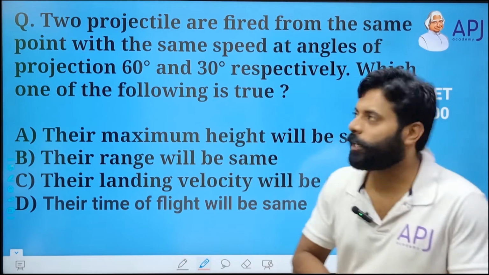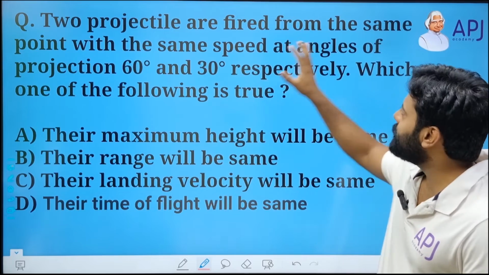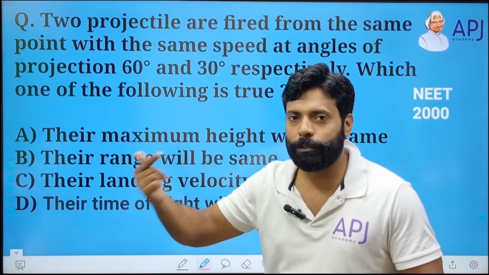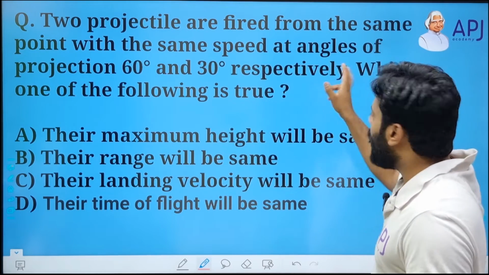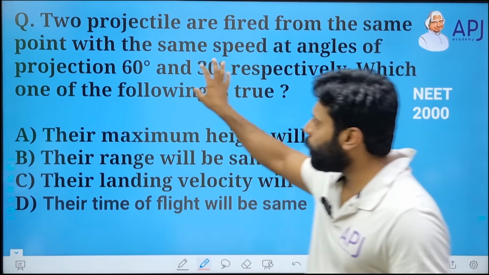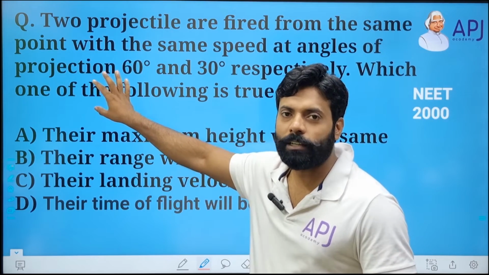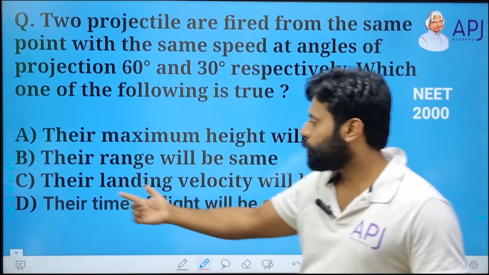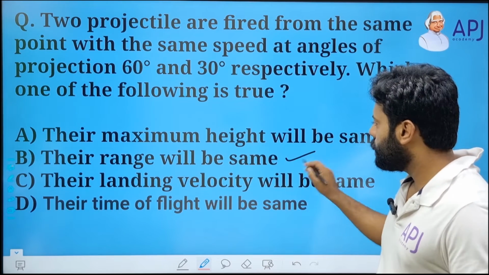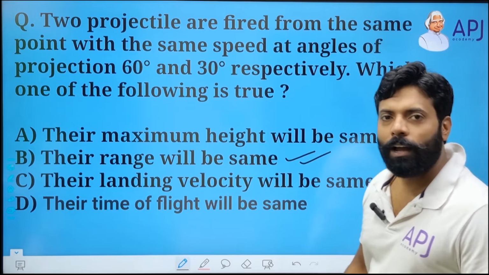Let's do this question. In this question also, two projectiles are fired from the same point with the same speed, right? Same point and same speed are very, very important, and the angles used are 60 degree and 30 degree. We know that both these angles are complementary to each other, so the ranges will be the same. Wherever the range will be the same, that will be the answer. So here option B is the correct answer.